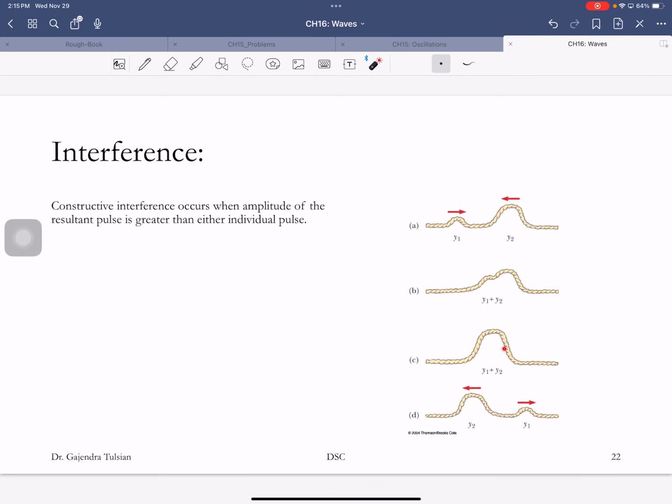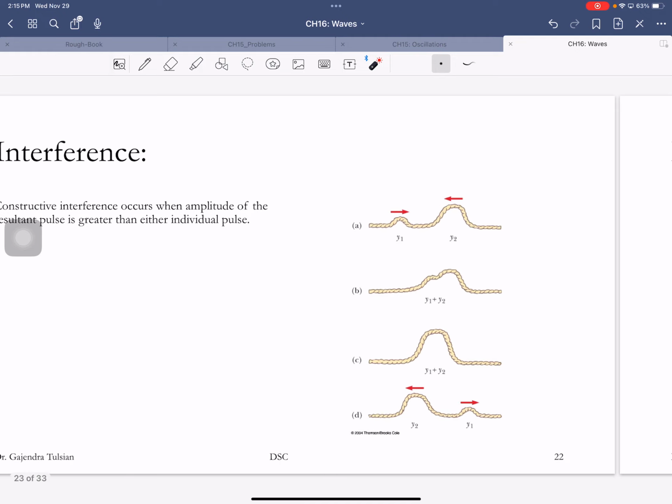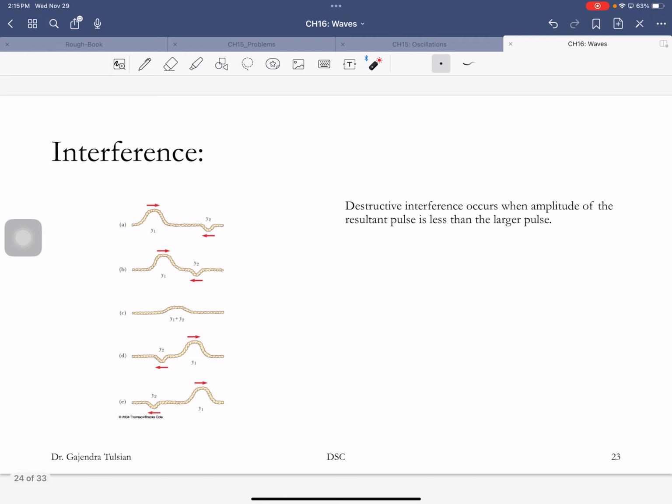Here they added, and again, once they go past each other, they're not altered. This is destructive interference. If you have a positive pulse interfering with a negative pulse, and they reach the same location at the same time, you see at this location, this resultant pulse is smaller than the bigger pulse. So you have destructive interference. And if you have perfect destructive interference, you would have 0 there. And again, once they go past each other, they don't affect each other.